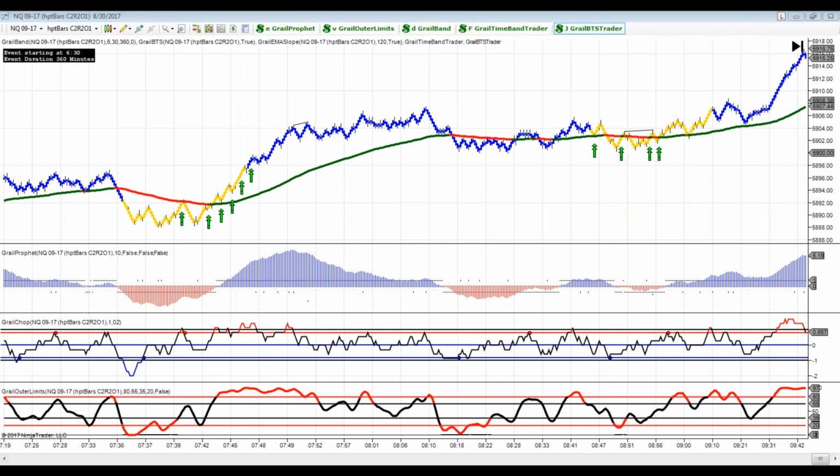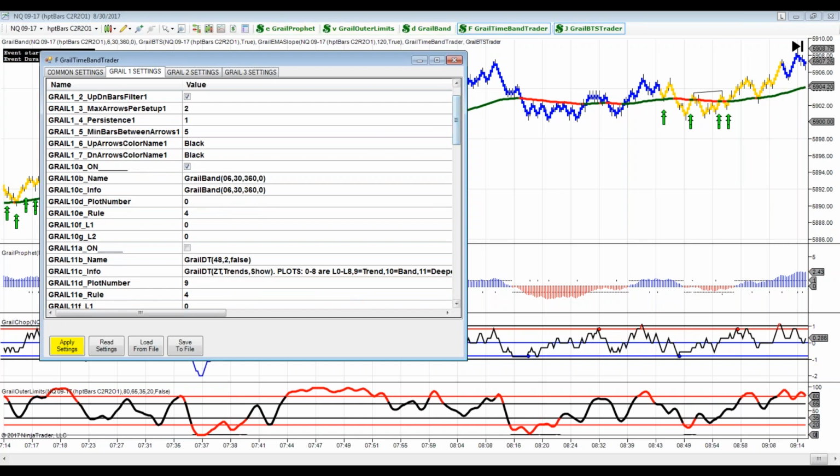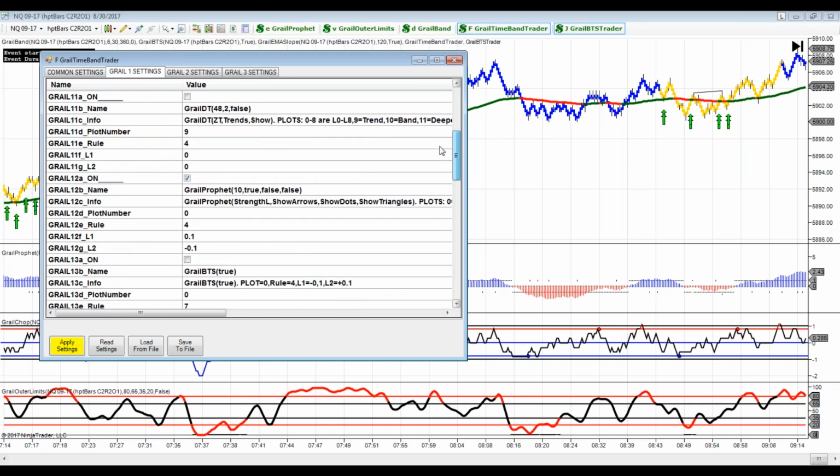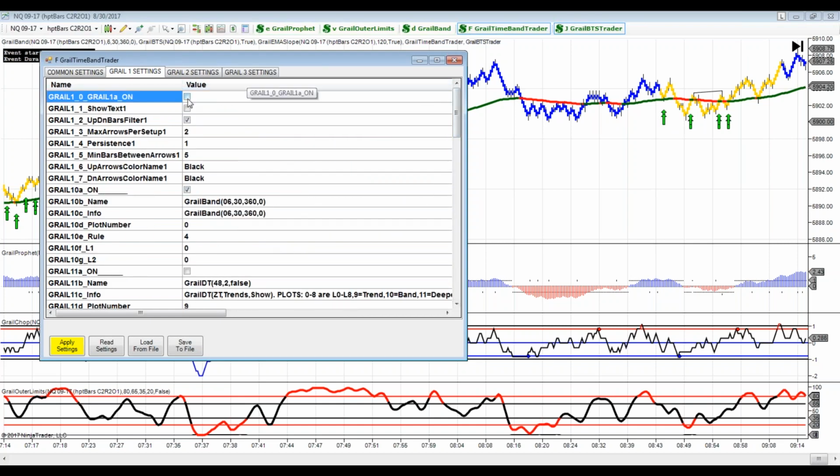So I'm going to go back to the preferred methods now one last time just to reiterate this, okay? The preferred as to what I like to trade and what we're going to show in the room. So I'm going to go back and put the preferred methods on the chart now. Grail time band trader. I have a 6:30 pit open time. I'm trading the profit, and that's it. And it's on. Okay?